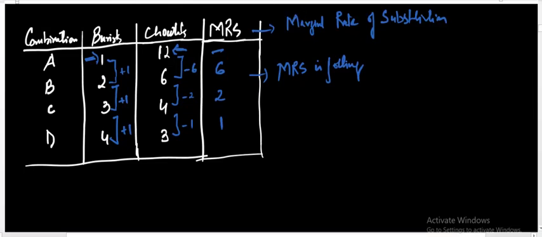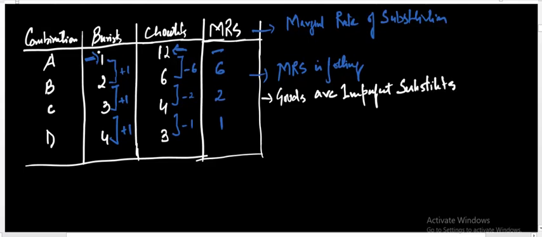Now there are two basic reasons for this falling MRS. The first one is that the goods are imperfect substitutes. If the biscuits and the chocolates had been perfect substitutes, then the MRS would have been constant. Let me take an example of substituting chocolate for chocolate, say for example a dark chocolate for a milk chocolate. Now there may be a change in the taste, but let me keep it constant.